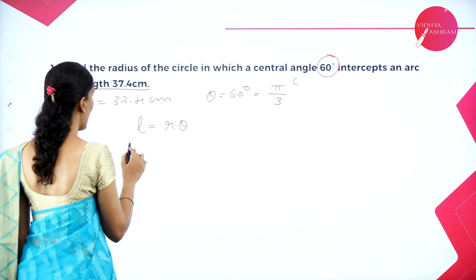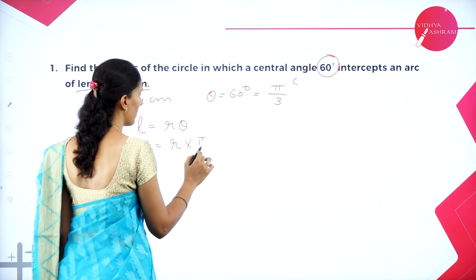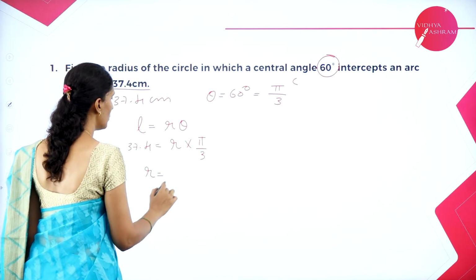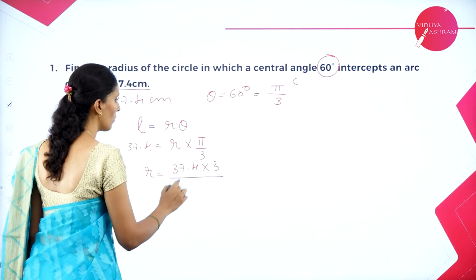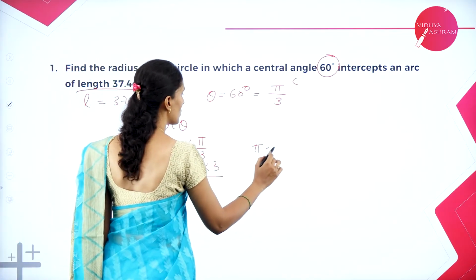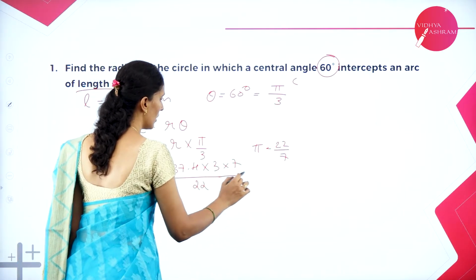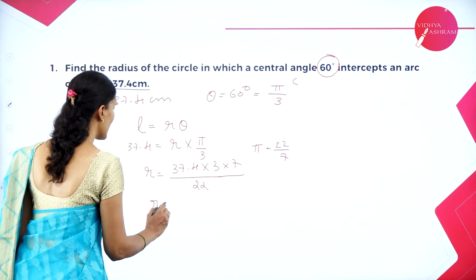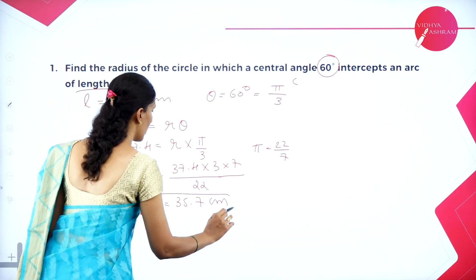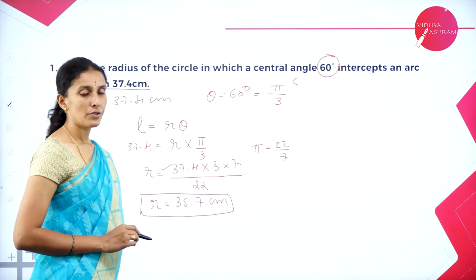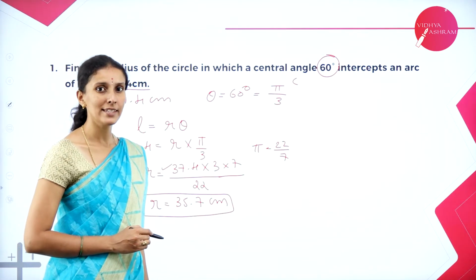Now we have L as 37.4. R I have to find. Theta is pi by 3. So R is equal to 37.4 into 3 divided by pi. If you write the value of pi as 22 by 7, you will get 22 into 7 in the numerator. So therefore, R is equal to 35.7 centimeters. So solve the values here, and you will get the radius of the circle as 35.7 centimeters.